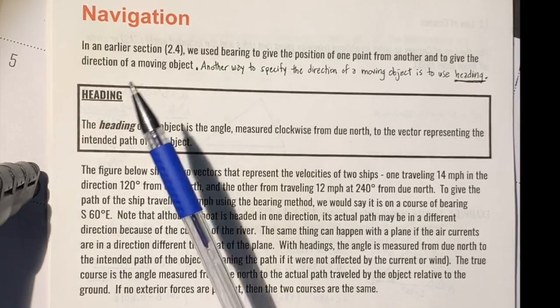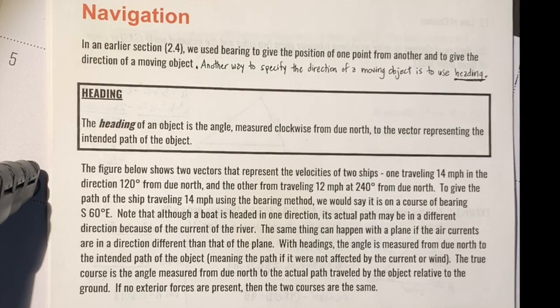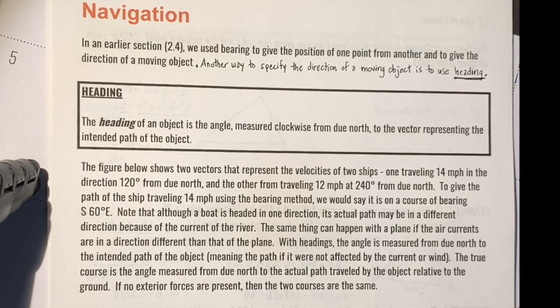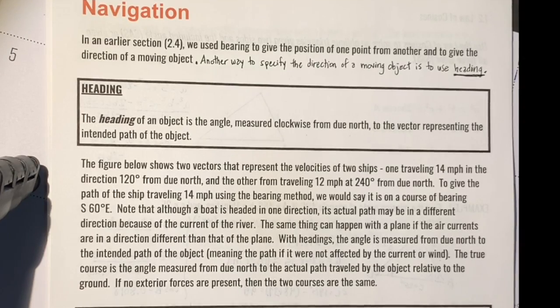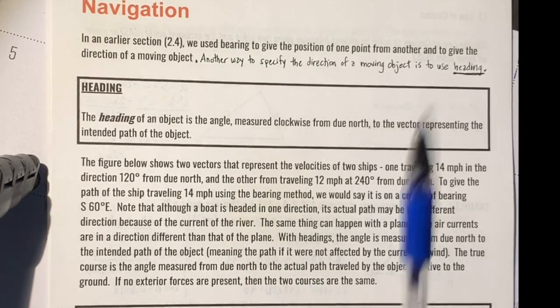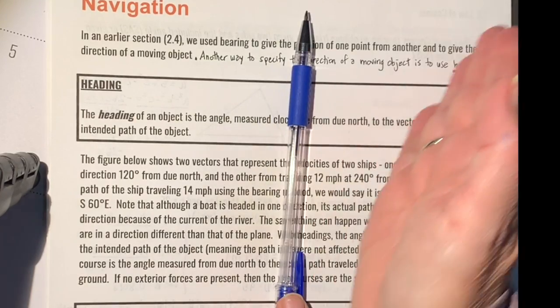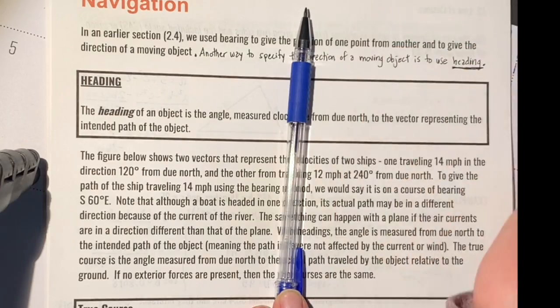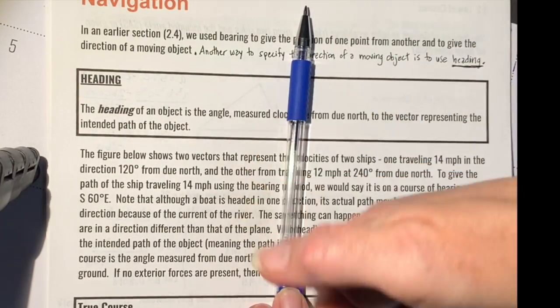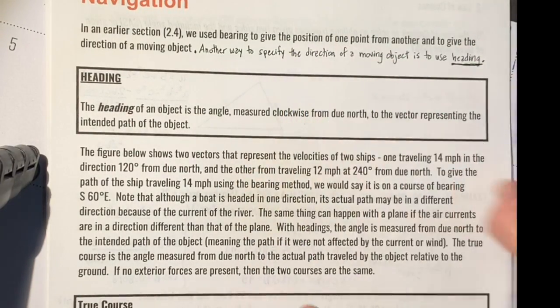And so it says in an earlier section, 2.4, we use bearing to give the position of one point from another and to give the direction of a moving object. So again, bearing is, if I'm going 60 degrees east of north, it's off of the north line to the east or to the west of that north line, or east or west of the south line.